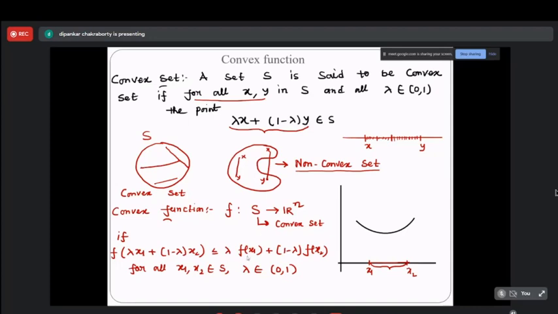Now, just try to think about the functional value at the point x1. What will that be? The functional value at the point x1 will come out somewhere here, right? The functional value at the point x2 will be somewhere here. Now, lambda f x1 plus 1 minus lambda f x2 means basically we are talking about this part only. Is it okay up to this?